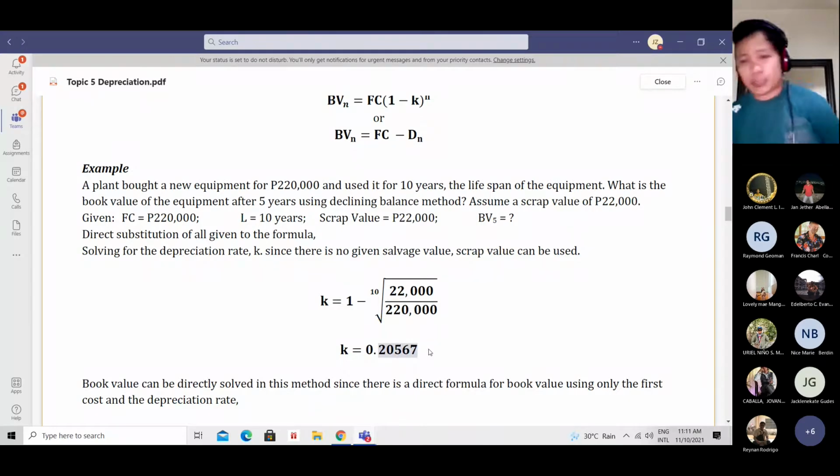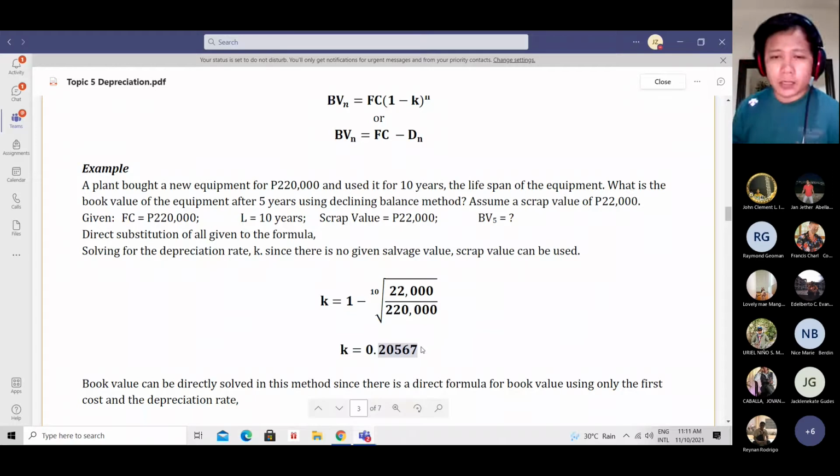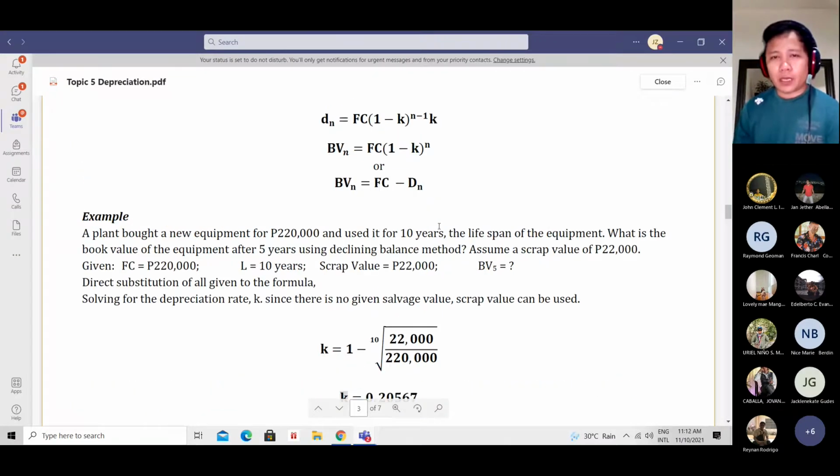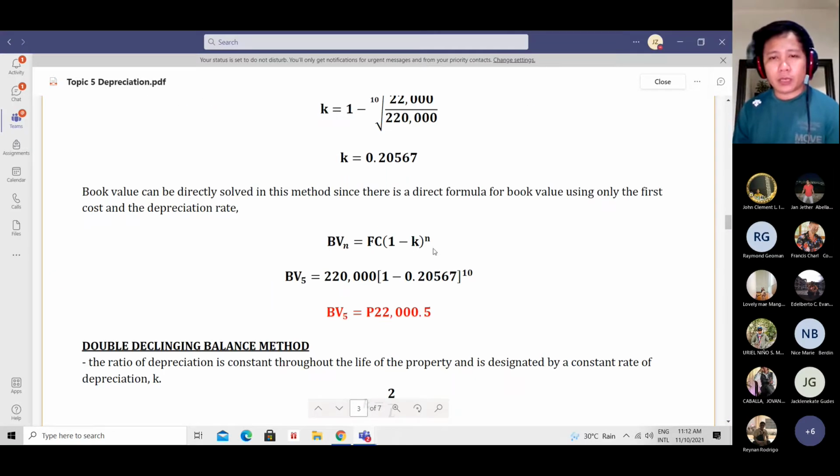So as much as possible, the more decimal places the better. But only for depreciation rate K. Okay? So don't just use 0.2 or 0.21, because it makes a big difference in the answer. So for this one, we need to solve for book value again. There is a direct formula for book value. So we just use this formula. By the way, I made a mistake here, no?